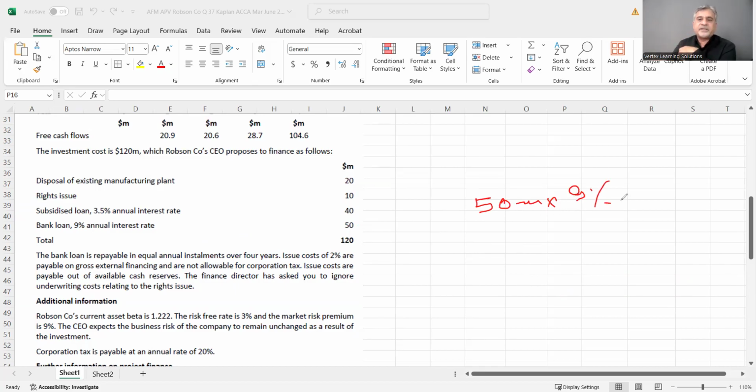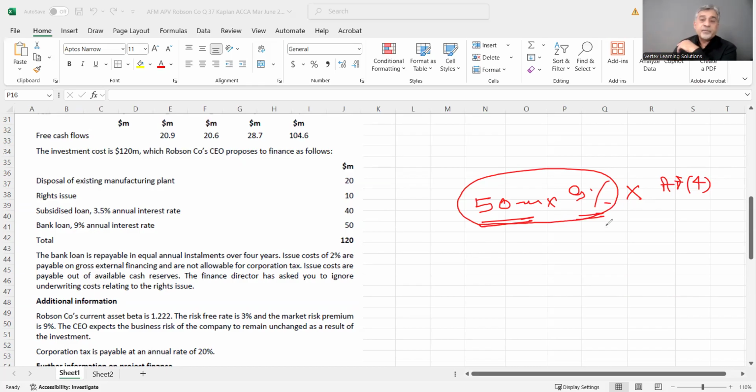I will multiply like this. And for 4 years, I have to pay. So I find out the annuity factor for 4 years. I multiply with that. And then whatever is the tax rate savings, I will make separately. But essentially, I can multiply 50 million with 9%. I say this is my interest payment every year. So interest payment is fixed, 50 million into 9%, and then you have to discount it.